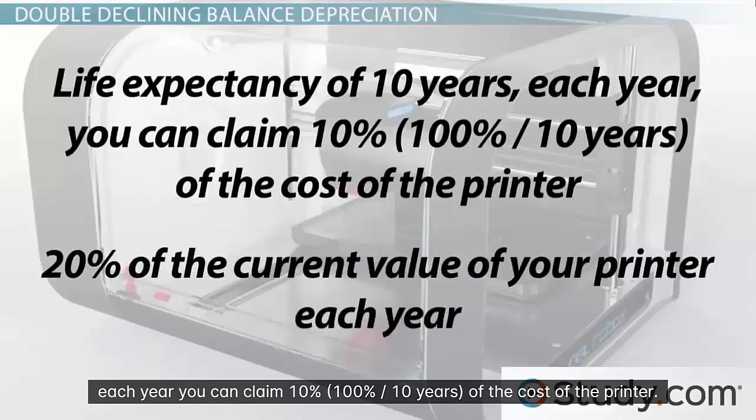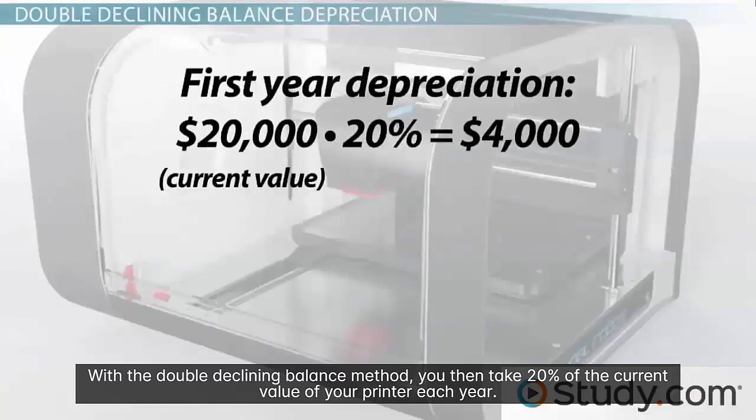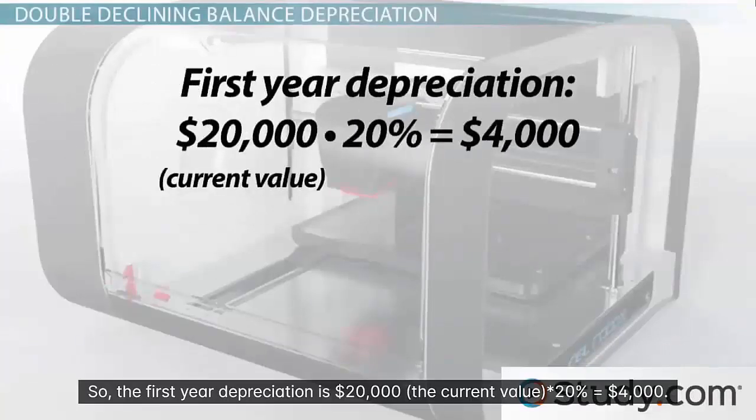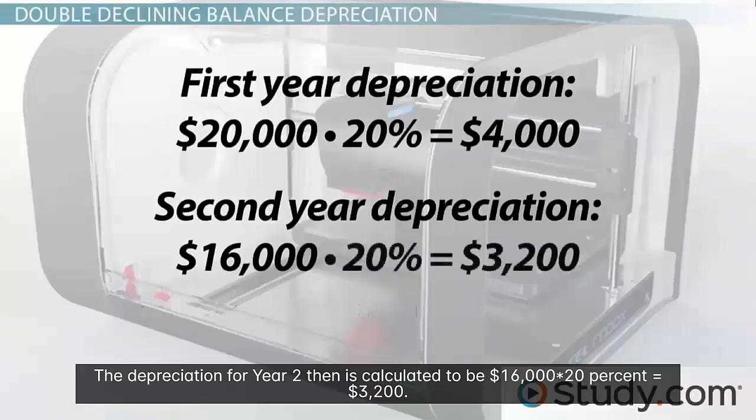With the double declining balance method, you then take 20% of the current value of your printer each year. So the first year depreciation is $20,000, the current value, times 20%, or $4,000. For year 2, the current value is $20,000 minus $4,000, which equals $16,000. The depreciation for year 2 is then $16,000 times 20%, which is $3,200.